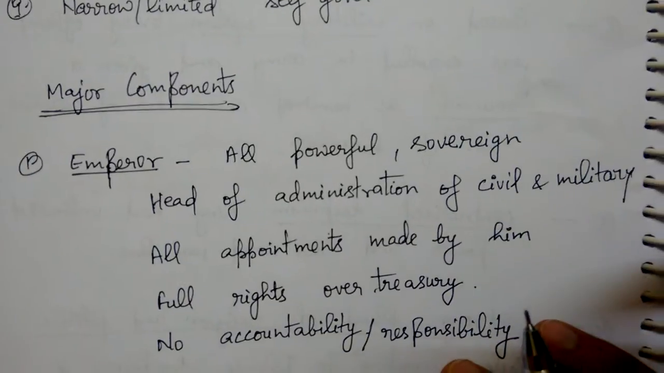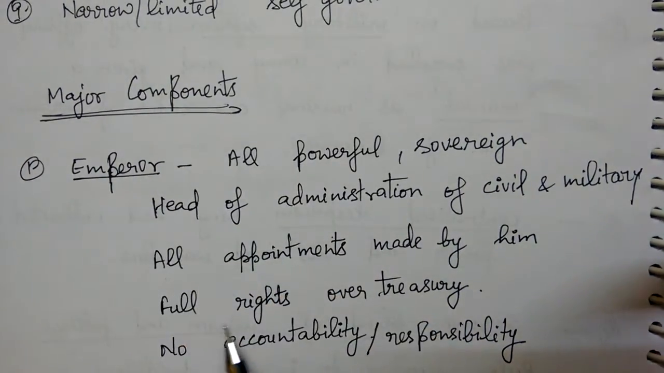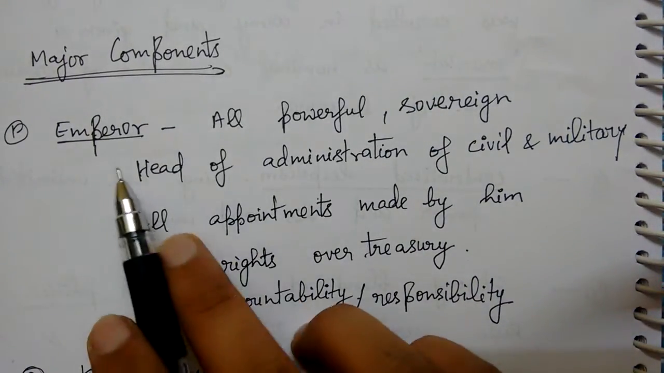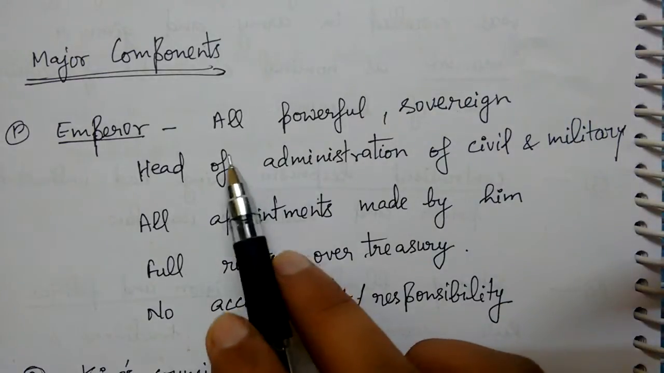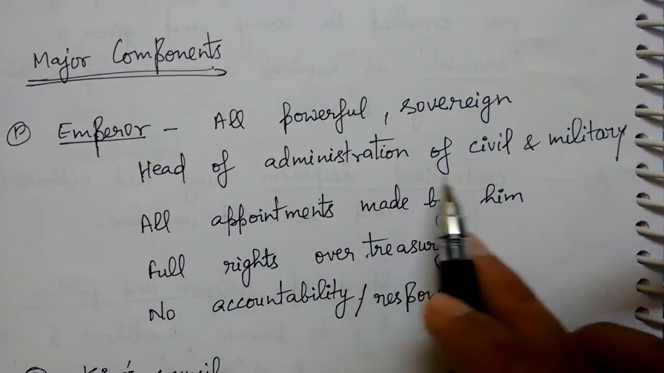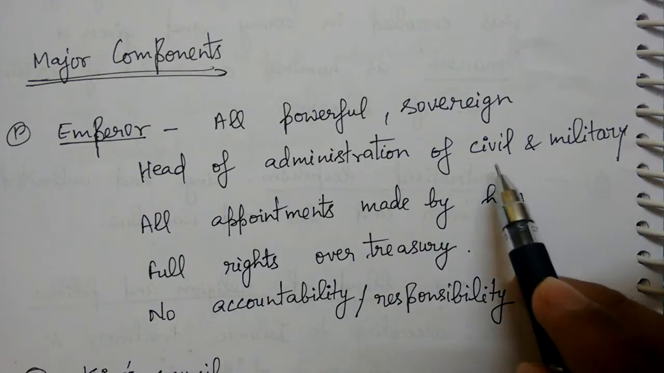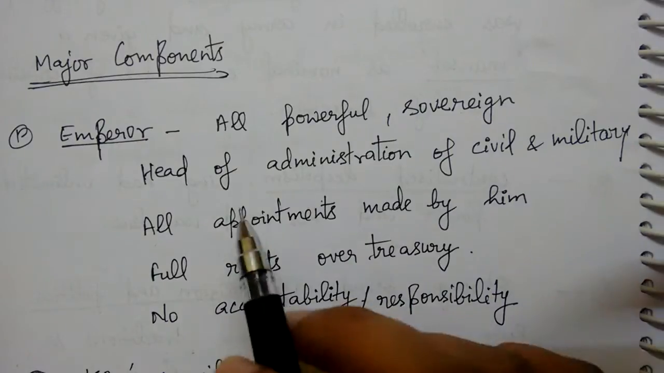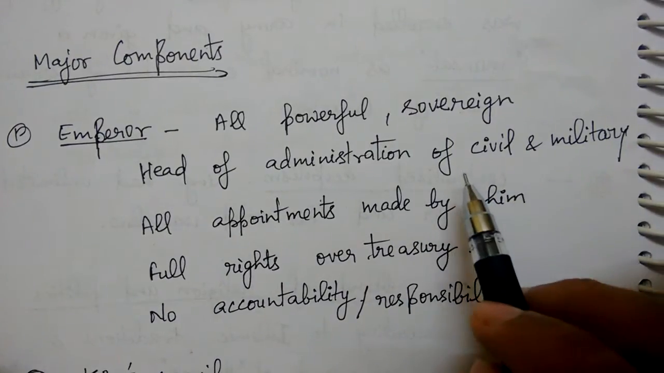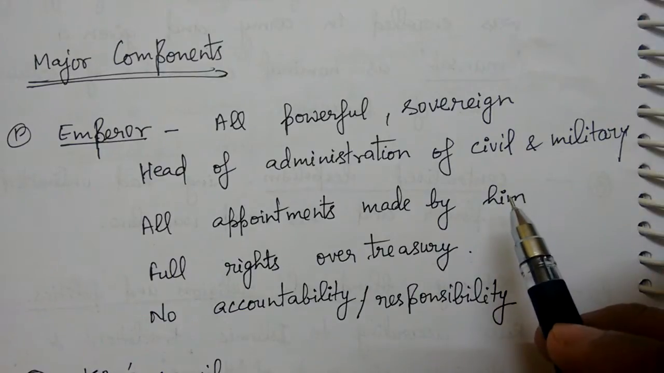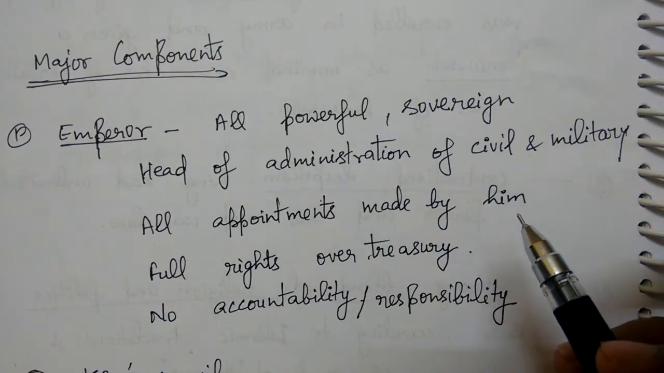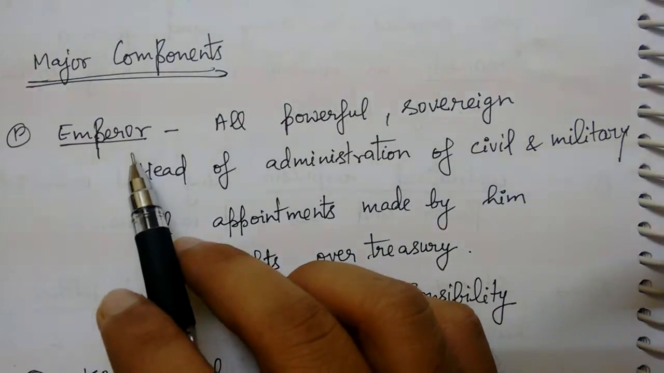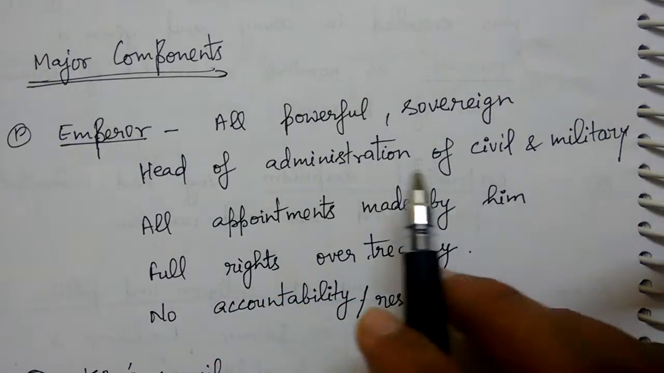Okay, then the major components. So these are the features. Then the components were, first and foremost, the most important, the emperor. As you can see, centralized despotism was there. He was the all-powerful sovereign head of the administration, civil as well as military. Right now, the head of the military administration is the president, and he is also the head of civil administration, but he is only the nominal head. The real head is the council of ministers with the prime minister as its head. But during the Mughals, the emperor was all-powerful, all sovereign.